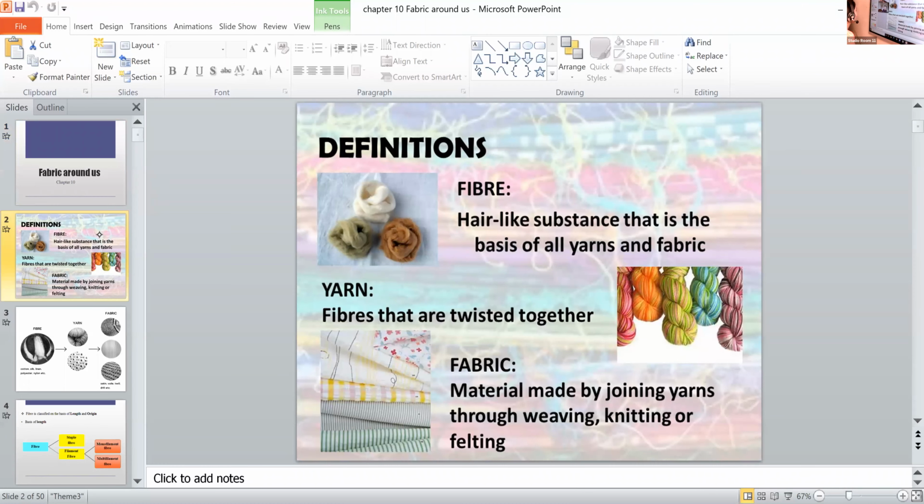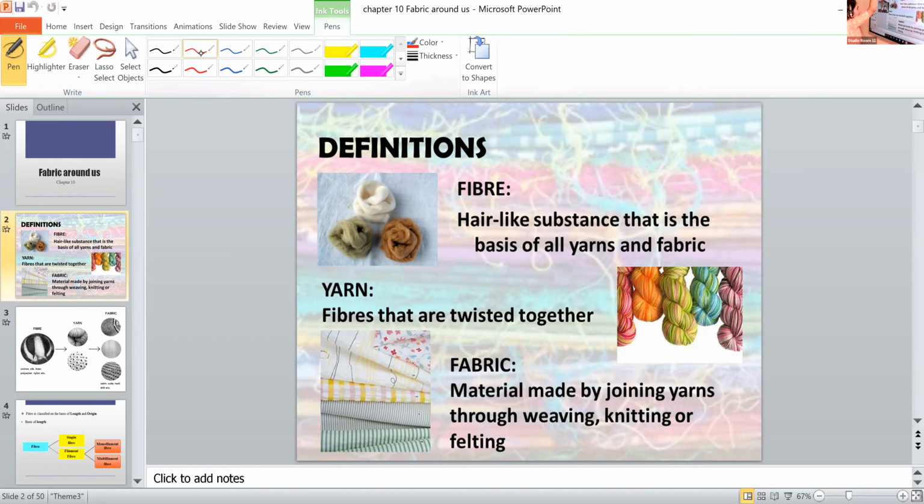These are new terms, so just write them down. First is fiber. What is a fiber? Fiber is a hair-like substance that is the basis of all yarns and fabrics. Just like a thin hair, just like a thin thread. It looks similar to a hair.